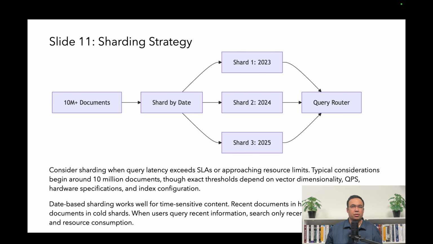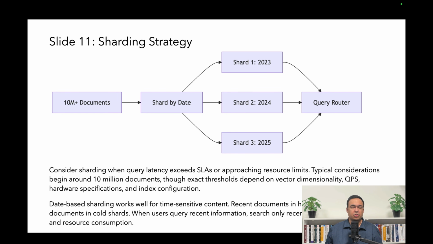In my experience working with production systems, some handle 20 million documents pretty comfortably on a single instance with powerful hardware and relatively low query rates. Others, however, need to shard much earlier when they're handling thousands of queries per second.